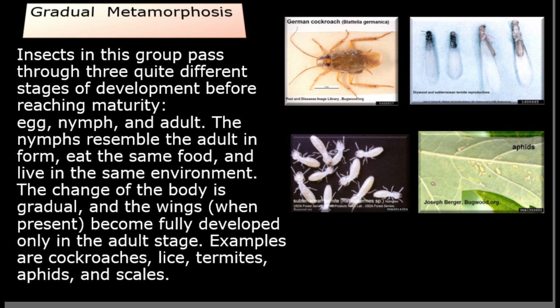When looking at gradual metamorphosis, insects in this group pass through 3 quite different stages of development before reaching maturity. This is going to be the egg, the nymph, and the adult. The nymphs resemble the adult in form, eat the same food, and live in the same environment. The change of the body is gradual, and the wings, when present, become fully developed only in the adult stage. Examples of this are cockroaches, lice, termites, aphids, and scales.